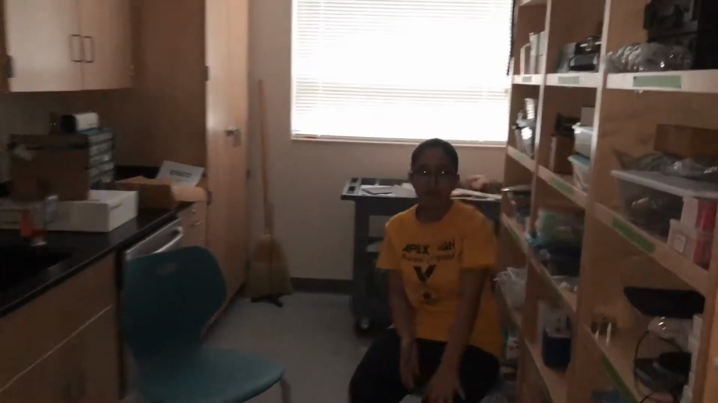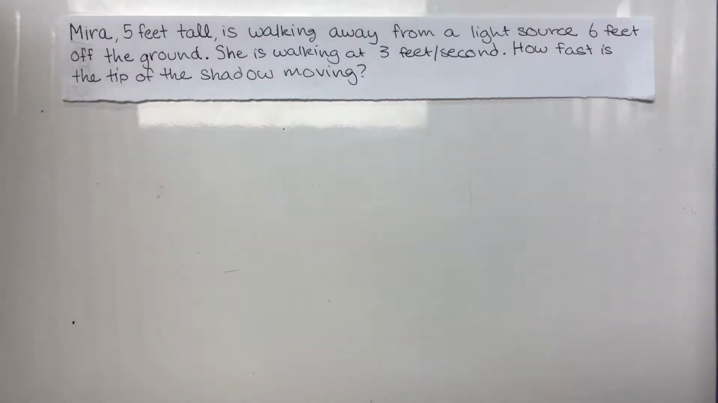There's a shadow. I wonder how fast the tip of the shadow is moving. Amira, 5 feet tall, is walking away from a light source that is 6 feet off the ground. She is walking at 3 feet per second. How fast is the tip of the shadow moving?